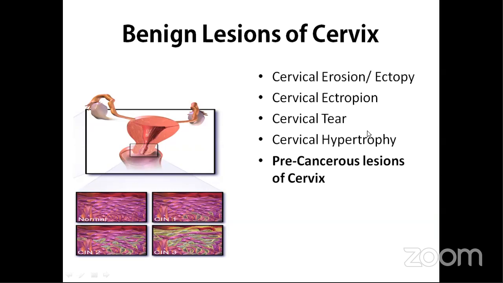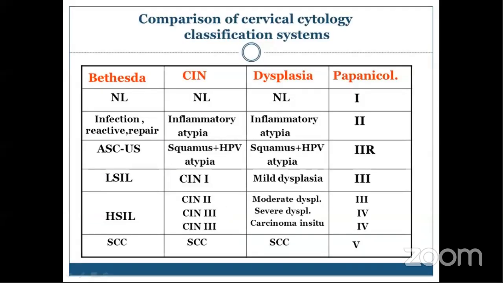The precancerous lesions of the cervix are classified based on the cytological smear into LSIL, which also means CIN1, where there is mild dysplasia, HSIL, which also means CIN2, CIN3, and carcinoma in situ, wherein there is moderate to severe dysplasia.